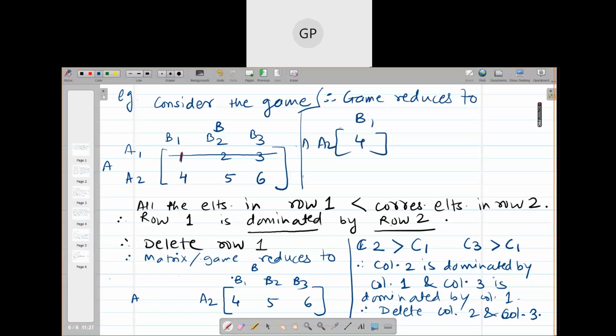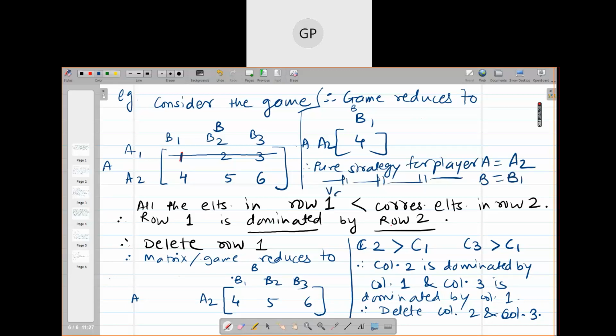So here in the beginning we saw the game has a saddle point. That means players have pure strategies to play with. And here we are getting a single element, so that is nothing but the saddle point. Therefore, the pure strategy for player A is A2, the pure strategy for player B is B1, and the value of the game is equal to 4.